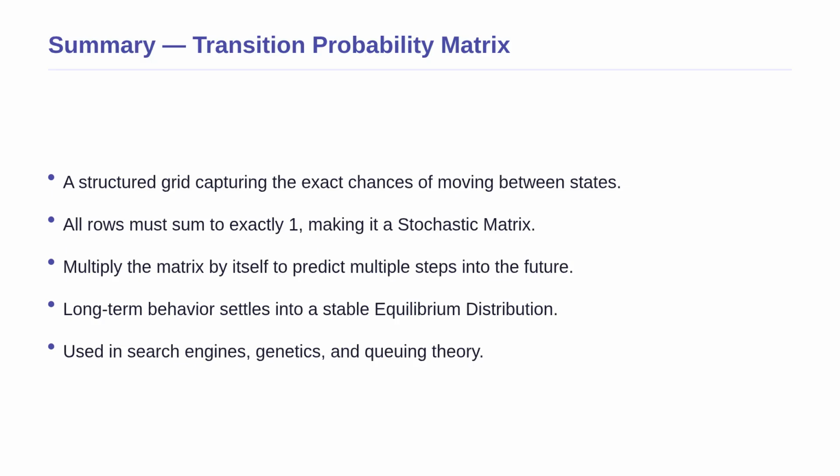Let us review the key takeaways. A transition probability matrix is a mathematical engine that captures the exact chances of a system moving between states. Remember that every row must sum to 1. You can predict multiple steps into the future simply by multiplying the matrix by itself. Eventually, systems settle into a stable equilibrium distribution. Mastering this unlocks the ability to analyze random processes in search engines, genetics, and queuing theory.